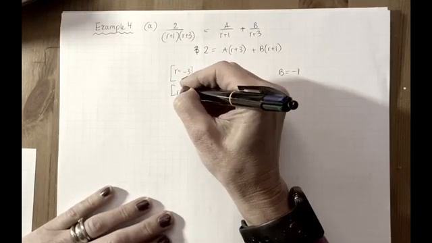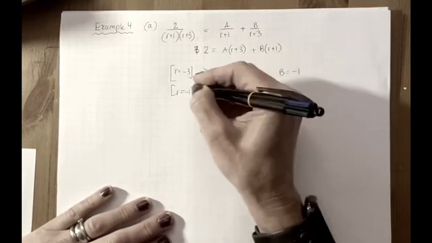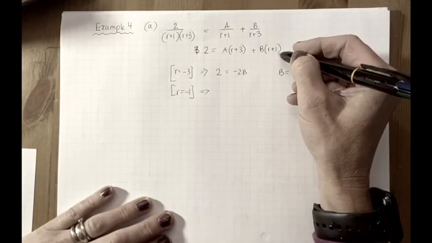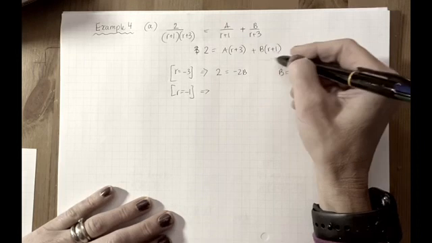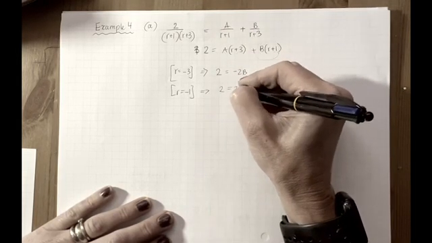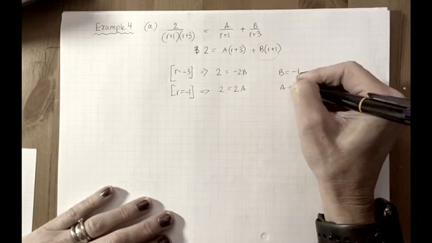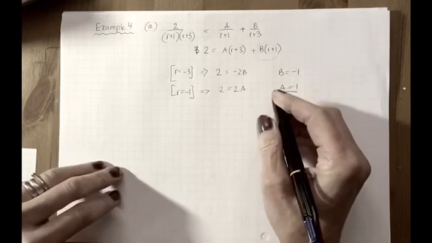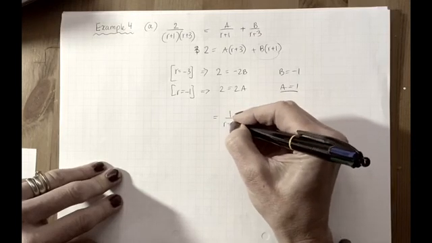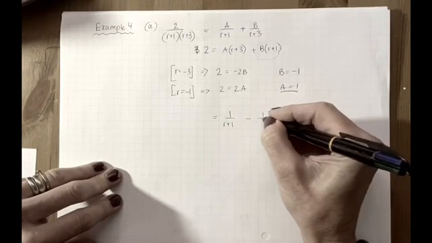And let's put r equal to minus 1 as our second value to make the second bracket disappear. So minus 1 will make that go away. You will have 2a is equal to 2. So a is equal to 1. Perfect. There you go. So the fractions will be 1 over r plus 1 minus 1 over r plus 3.